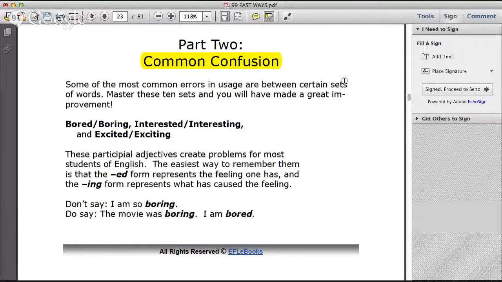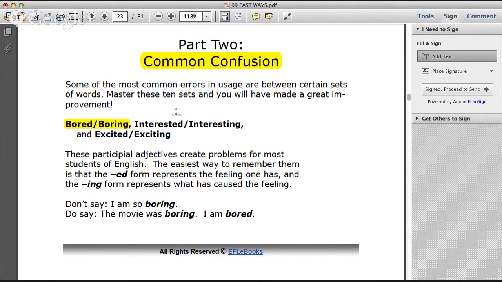Our first set of words are words that end in ed or ing. One of the most common words that I hear people make mistakes on is bored and boring. I want to go through and we'll talk a little bit about these. And we have some others that we'll go through. If we don't finish them all tonight, then we'll take a look at the rest of them in another class.